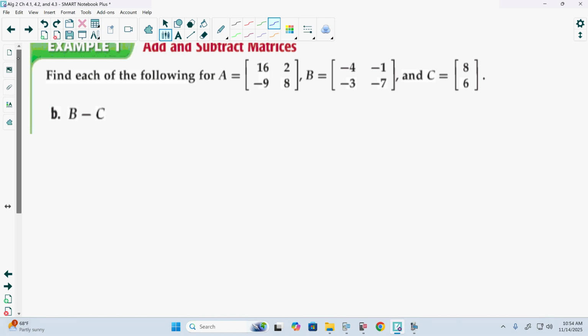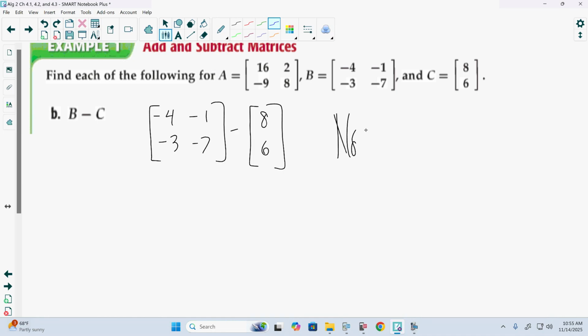Find the following. So B minus C. Well, B is -4, -1, -3, -7. And we want to subtract from it matrix C, which is 8, 6, yes? So C is a 2 by 1. B is a 2 by 2. Yes? Are the dimensions the exact same? No, so this here is not possible. We cannot add or subtract matrices that do not have the exact same dimensions.